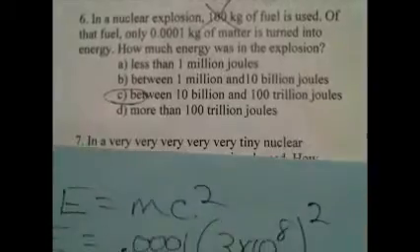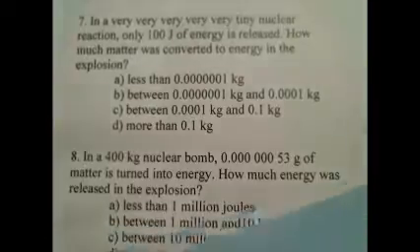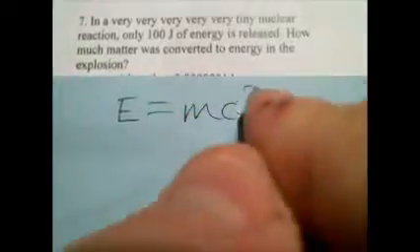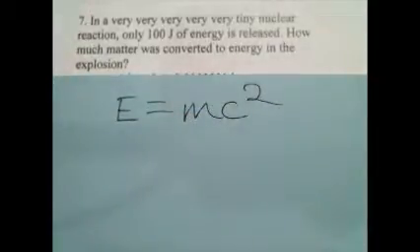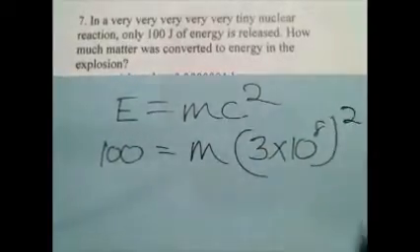Number 7. In a very, very tiny nuclear reaction, only 100 joules of energy is released. How much matter was converted to energy in this explosion? I'm going to be using Einstein's law. And the E is 100. The M is what we're trying to find. And the C is the speed of light, 3 times 10 to the 8th, and we have to square that.